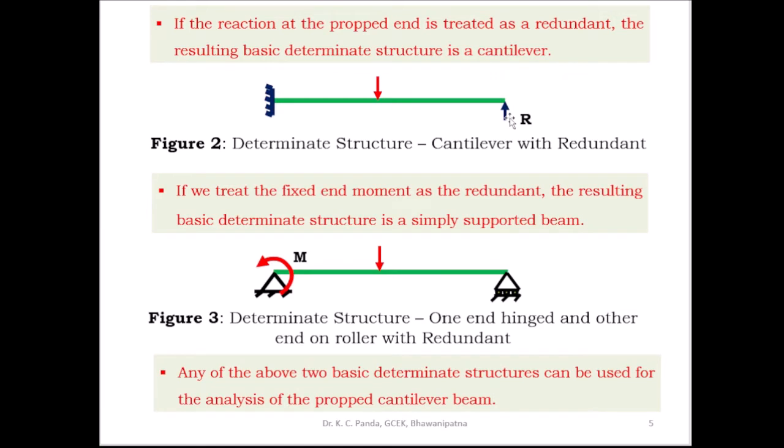Then we know the net deflection at the propped end is 0. So by using this equation, the redundant can be evaluated. After knowing the redundant reaction at the end B, the moment at A and the reaction at A can be easily evaluated. So this is the process used to analyze the propped cantilever beam by the consistent deformation method.